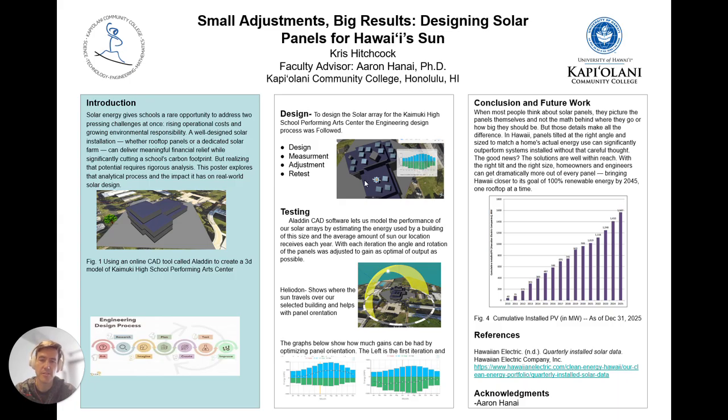The next step in the process is adjustment. Like we design, we measure, we adjust, and we retest. We're trying to make measurable improvements on our system. So the program allows what's called a heliodon, which is this image in the middle, and that tracks where the sun is throughout the year. So using this, we can see exactly where the sun is going to be, and we can try and orient our panels towards that.